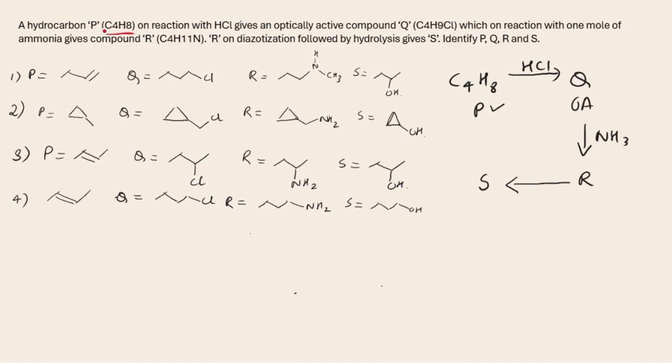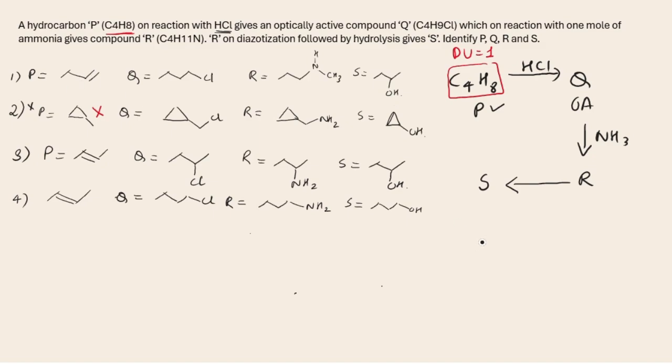The molecular formula for P is C4H8. That means the degree of unsaturation is 1. So it could have a double bond or a ring. But in this case, it cannot be a ring structure. Why so? Because it's going to be reacting with HCl. That means the molecule must have a double bond. So it could be either 1, 3 or 4 and definitely not 2. So you can eliminate this option.